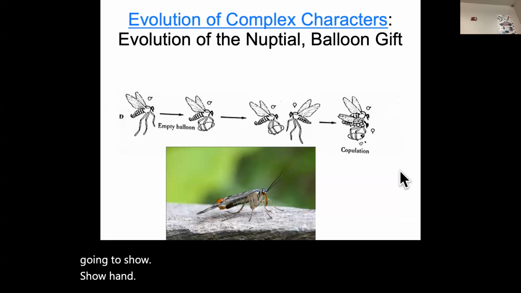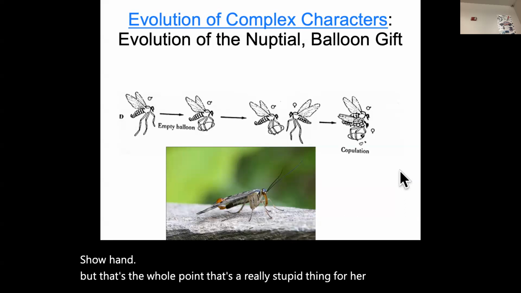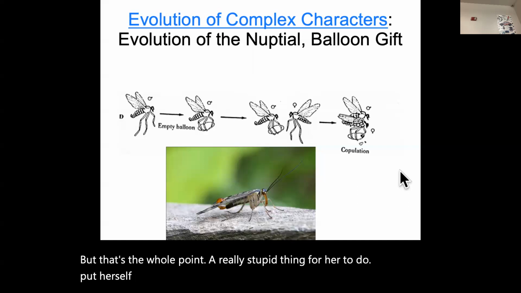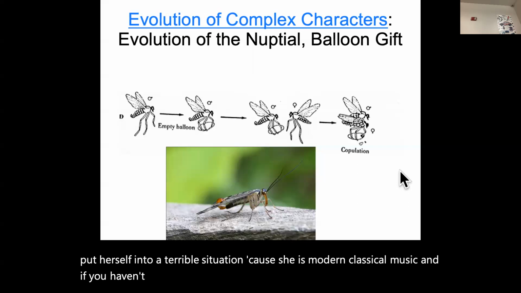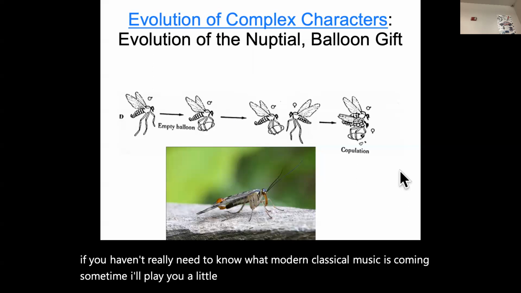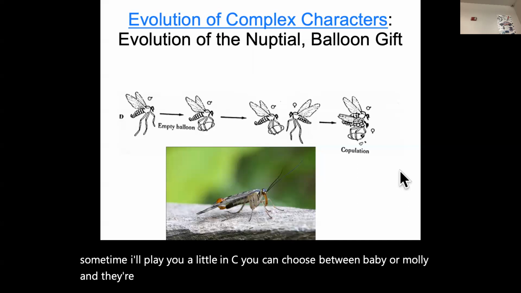But that's the whole point. That's a really stupid thing for her to do. Put herself into a terrible situation because she hates modern classical music. And if you ever really need to know what modern classical music is, come in sometime. I'll play you a little NC. You can choose between Baby or Molly, and they're both phenomenal performances. Baby is about 5.5 minutes. Molly is about 42 minutes.